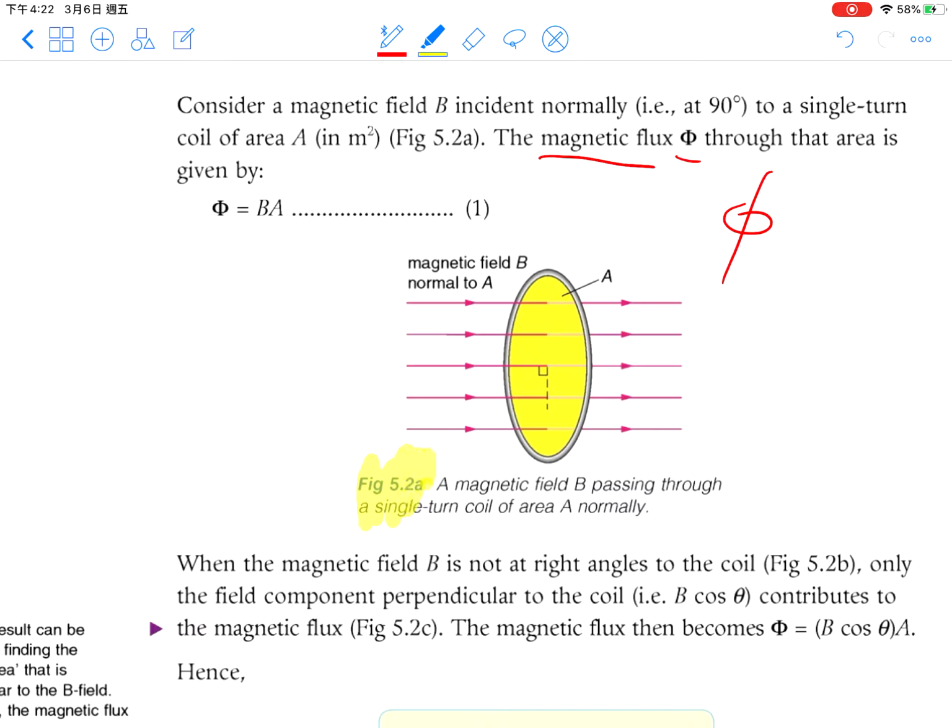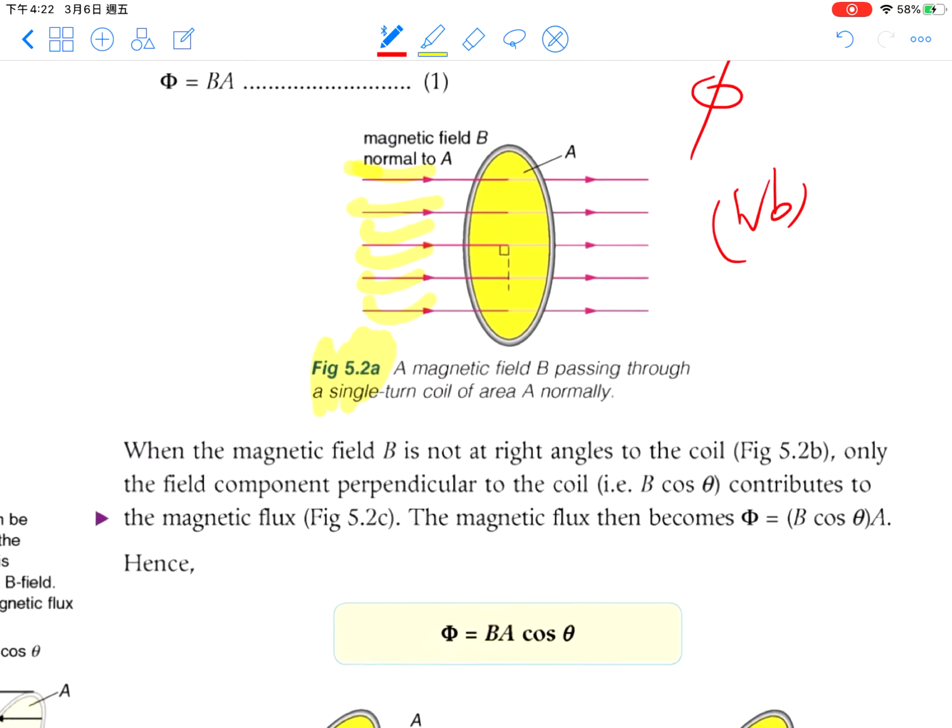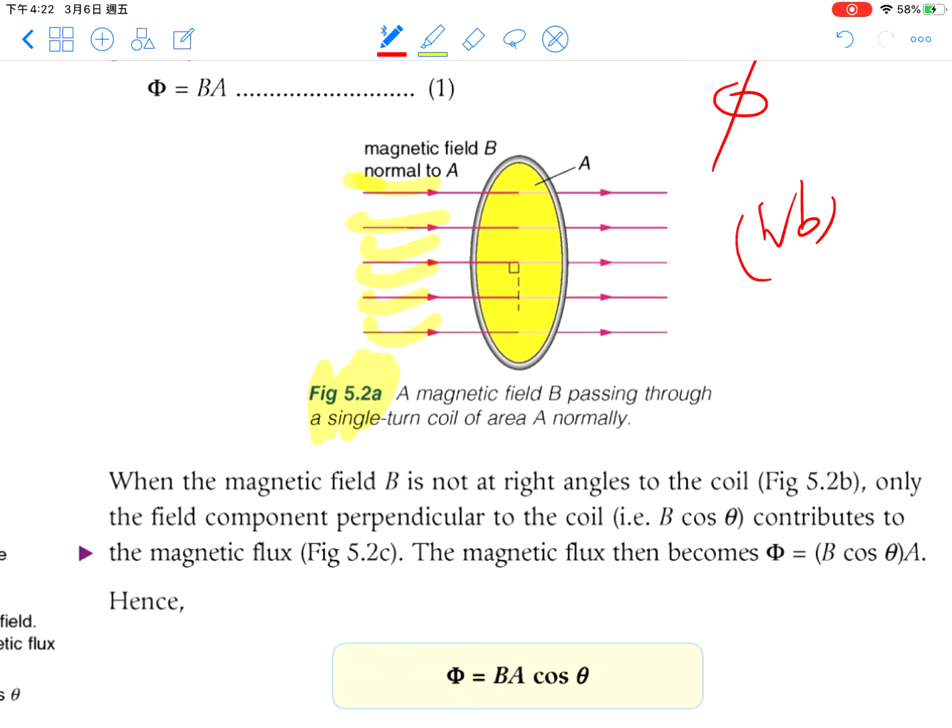Now you see here the figure 5.28. Magnetic field passes through the coil, and the coil has an area A. Magnetic flux 磁通量 is defined as B times A. 即係幾多 B field 穿過去個 area 度，咁啊 B 乘個 A 就係個 magnetic flux 咯。The unit is Weber, okay?